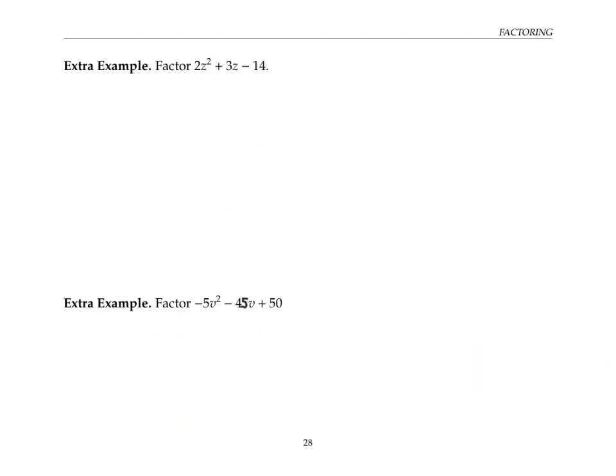Here are some extra examples of factoring quadratics for you to practice. Please pause the video and give these a try. For the first one, let's multiply 2 times negative 14. That gives us negative 28, and then we'll bring the 3 down in the bottom of the x. Now we're looking for 2 numbers that multiply to negative 28 and add to 3. Well, to multiply 2 numbers to get a negative 28, we'll need one of them to be negative and one of them to be positive.